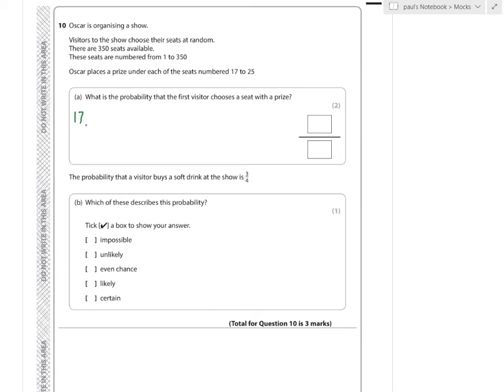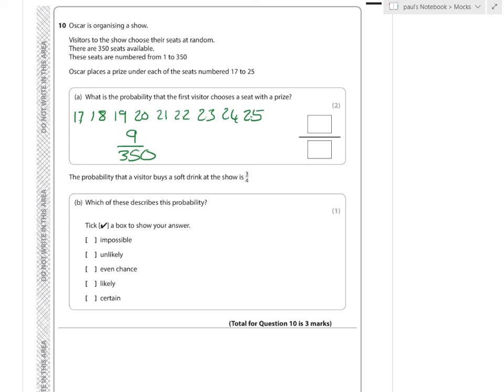So that would make it include 17. So we've got 17, 18, 19, 20, 21, 22, 23, 24 and 25. So that's 1, 2, 3, 4, 5, 6, 7, 8, 9 seats. So he's got a 9 out of 350 chance. Yeah, 9 out of 350. So can you simplify that?